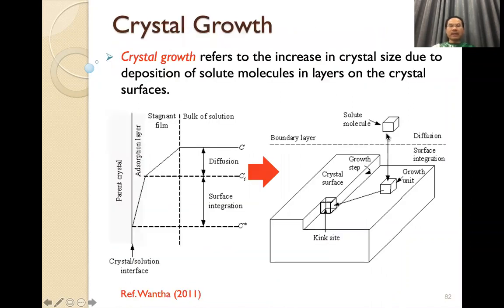The first kinetic is nucleation. After the nucleation, we get the small crystal, and mostly in industrial application we would like to control the crystals to be the same size, or with uniformity of the crystal size. The technique to control the crystal size, we call it crystal growth. Crystal growth means growing the crystal to a larger size.